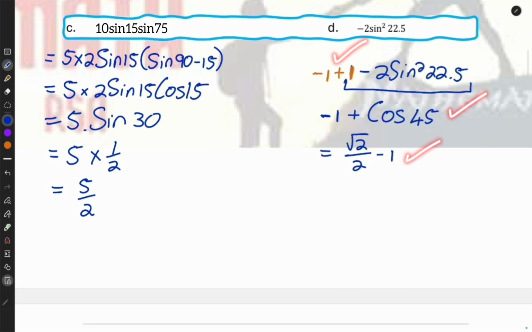That is the answer. This sum would be 3 marks: a mark for the plus 1 minus 1, then for the double angle, and then for the simplified answer.